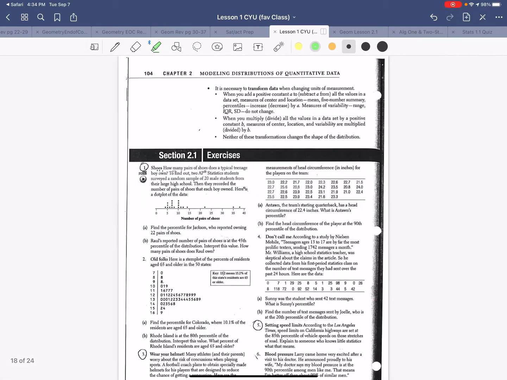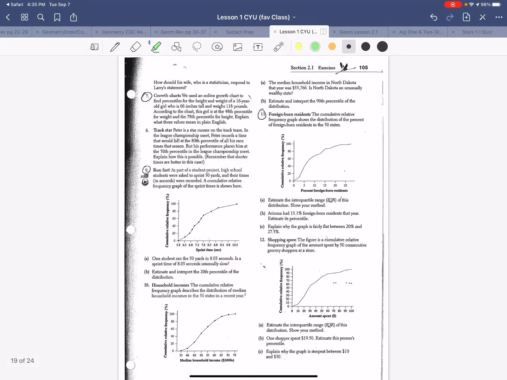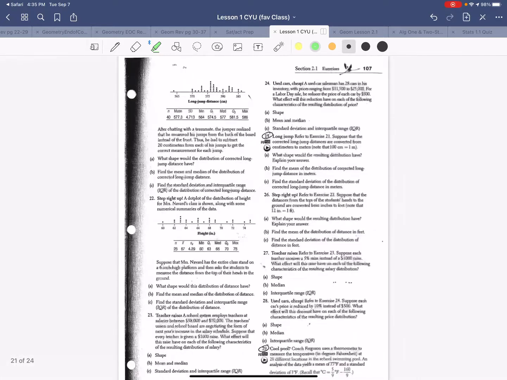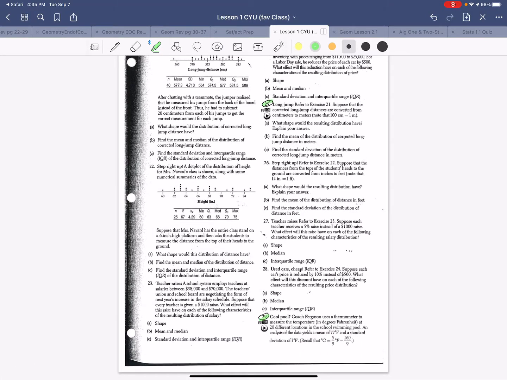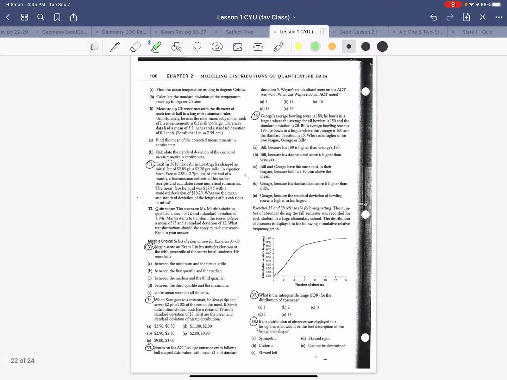All right, so question number 1, 3, and 5, and 7, 9, and 11, and 13, 15, 19, 21, 25. Remembering the answers are in the back of the book, so you should be writing out your answers, double checking the back of the book to make sure you know what you're doing.